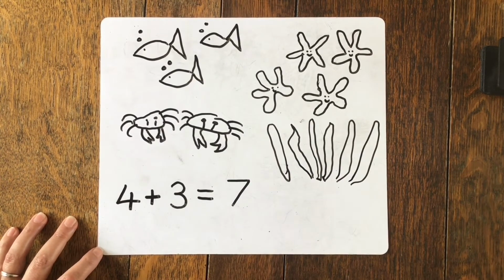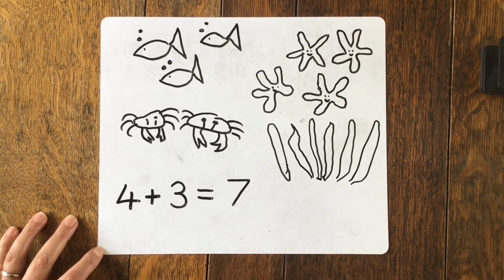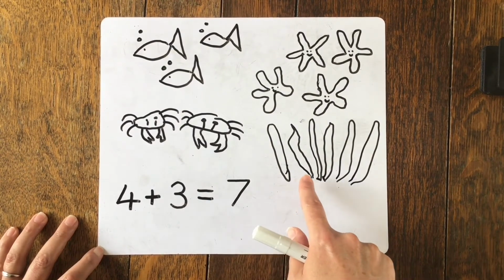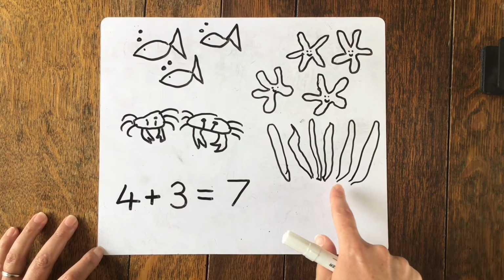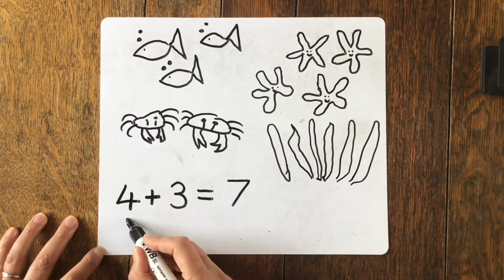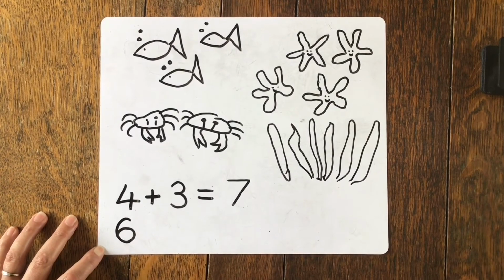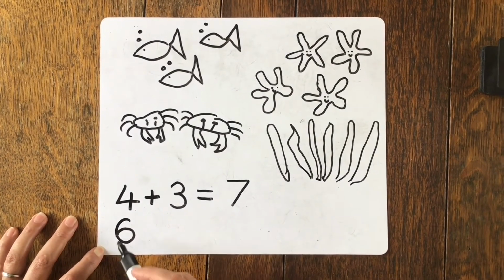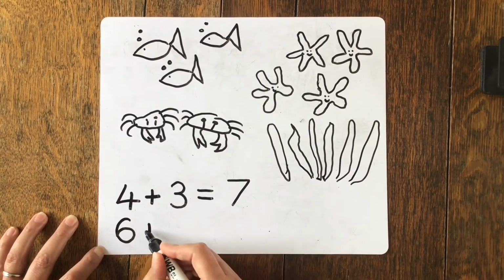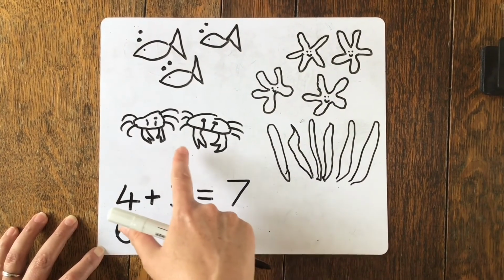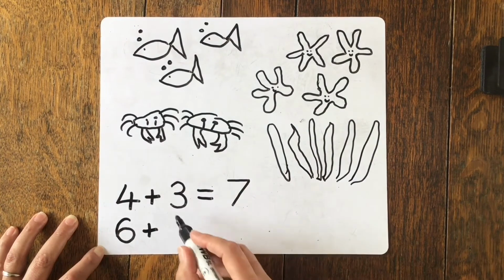I wonder how many bits of seaweed I've got. Can you remember? Let's double check and count again. 1, 2, 3, 4, 5, 6. So I've got 6 pieces of seaweed. And this time I'm going to add the crabs on. So I've got 6. I need to put my plus sign. How many crabs was I adding on? 1, 2 crabs.